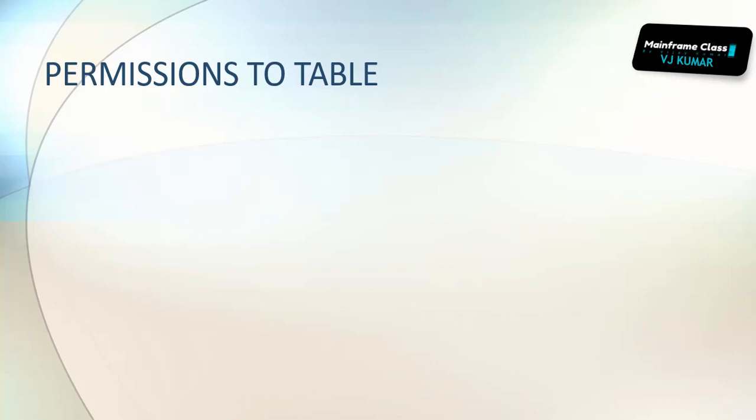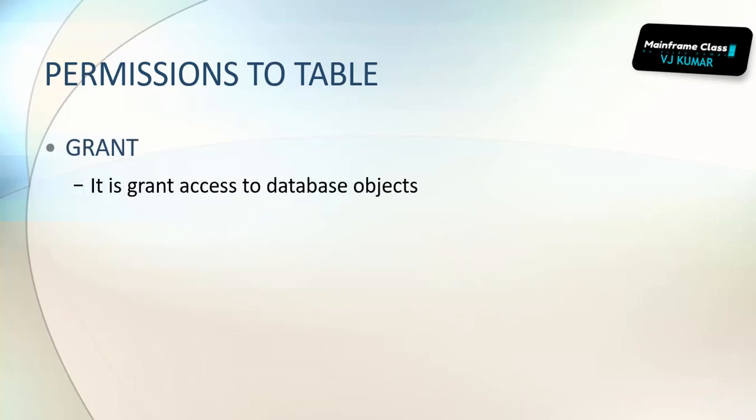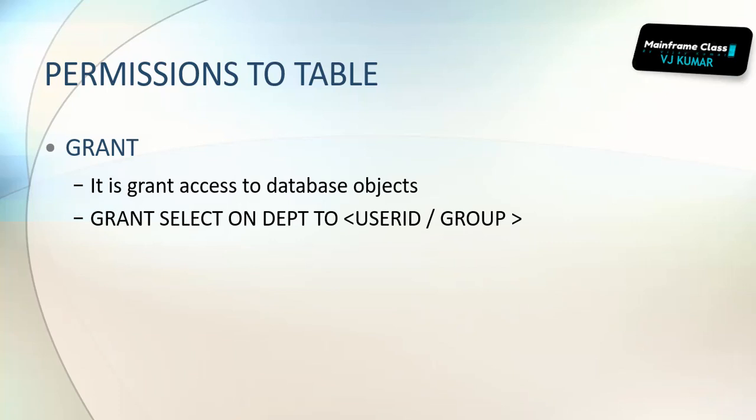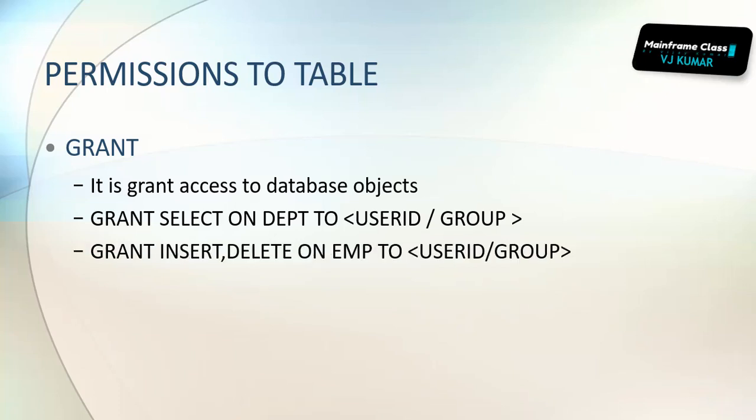Permissions to a table. You have a customer table already created, and if you want to give access to a specific employee or a specific department, you can do it. How do we do that? By giving GRANT SELECT on a specific table to a specific user ID, so that it will give access. For example, GRANT INSERT, DELETE on the employee table, so you can get that access.